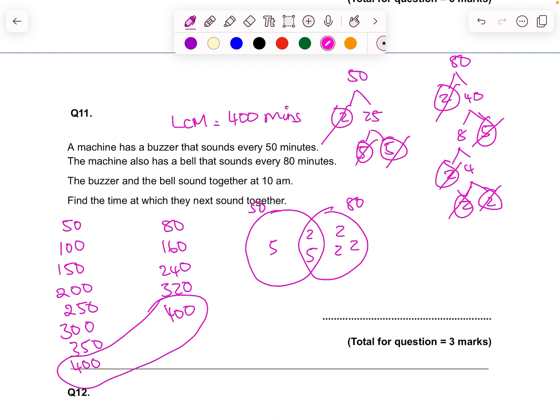But read the question carefully. It says, find the time at which they next sound together. So we need to find the time. We know they sound together at 10 a.m. But when's the next time?